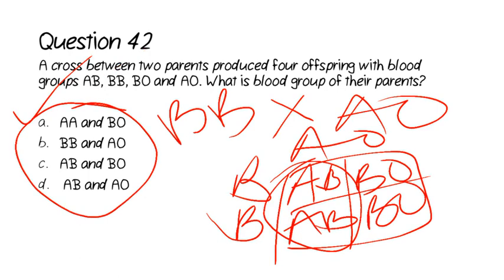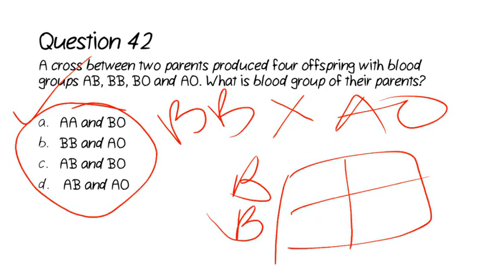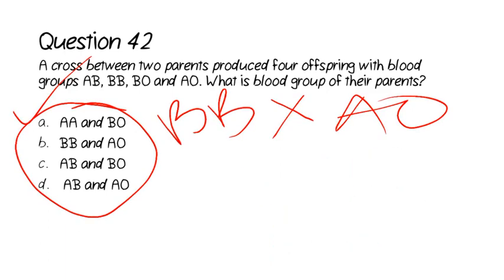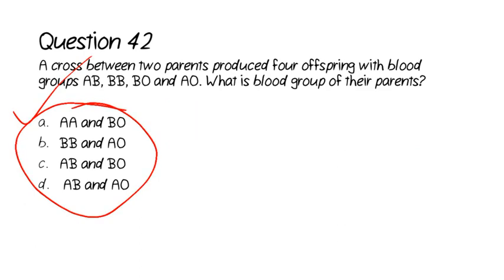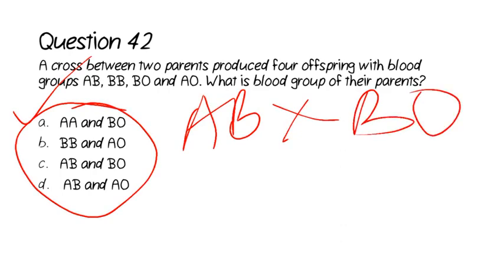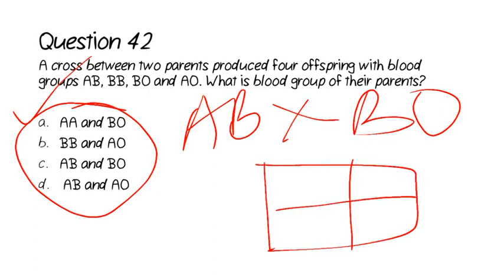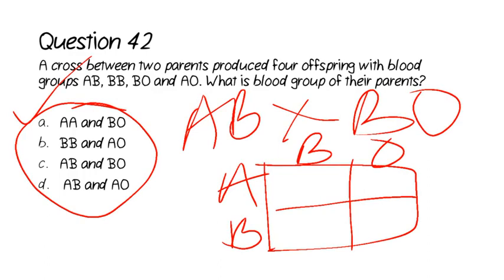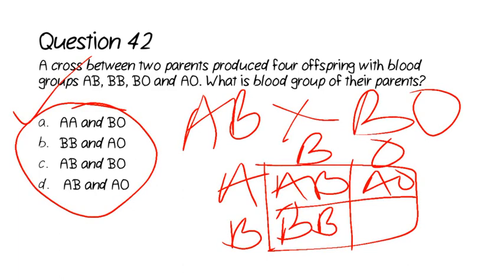Then we can try C. I'm doing the annotations on the screen. In C, we are crossing blood type AB with blood type B, represented by BO. Segregate AB into A and B, and segregate BO into B and O. A cross with B will have AB. A cross with O will have AO. B cross with B will have BB. And B cross with O will have BO.